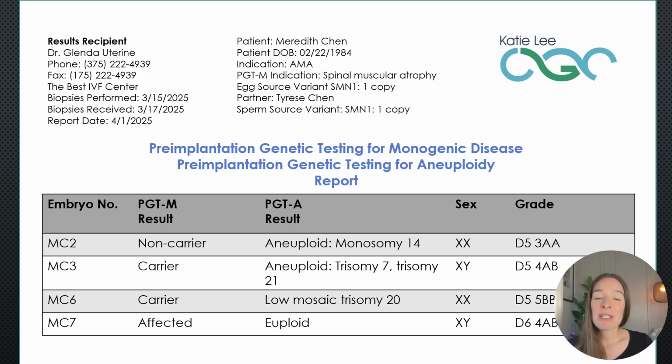So this result report is actually a pretty common, pretty likely outcome for couples, especially when the egg source is in their 40s and they are utilizing PGT-M and PGT-A. Things just don't always shake out, especially on that first cycle, the way that we're hoping for.